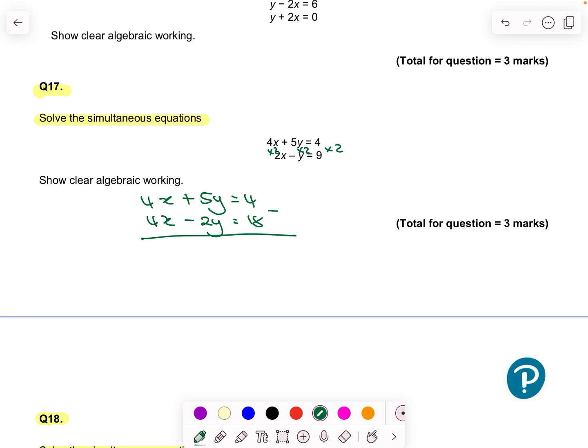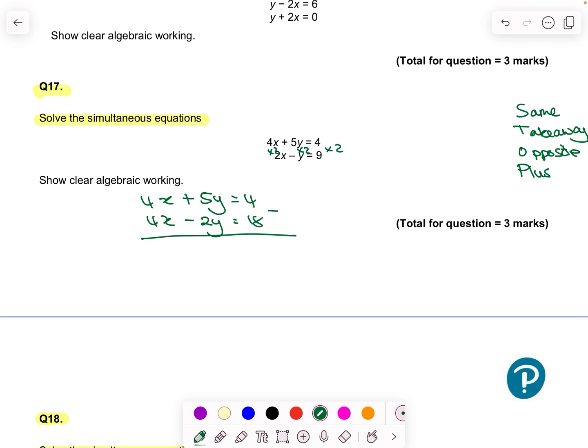They're both positive 4x. Remember our stop. Yeah. So same, you take away. Opposite signs, you plus. Okay. So same we're taking away.